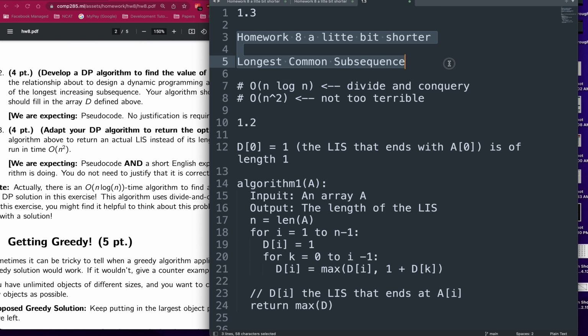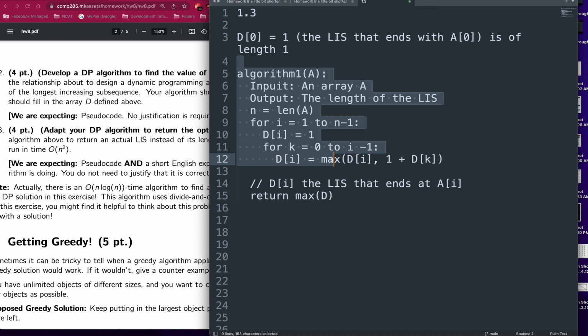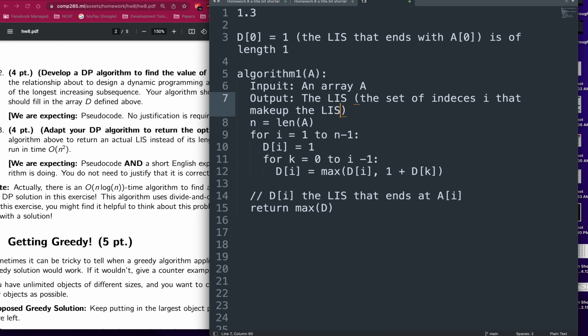So this is what we have for 1.3. Again, longest increasing subsequence. All it asks you to do is take the algorithm that you wrote for 1.2 and modify it so that it actually tells you the longest increasing subsequence. So now the output is not going to be the length of the longest increasing subsequence, it's going to be the longest increasing subsequence itself, so the set of indices that make up the LIS, or the values themselves, however you want to do it. So let's do the values.